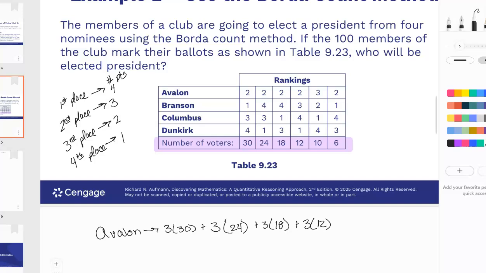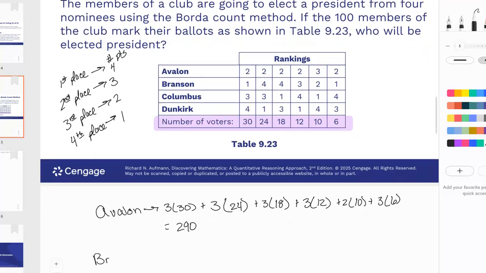And then there was a set of people that ranked candidates this way. They gave her 3 in this case, so that's worth 2 points, and there are 10 people that did that. And then a ranking of 2, which is worth 3 points, and 6 people ranked the candidates in this way. So if I were to add all of those together, I'm going to get 290. So she would have a total of 290 points. And then we're going to do the same thing for Branson, and then for Columbus, and then for Dunkirk.